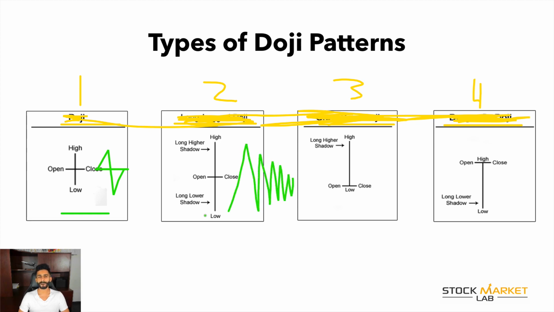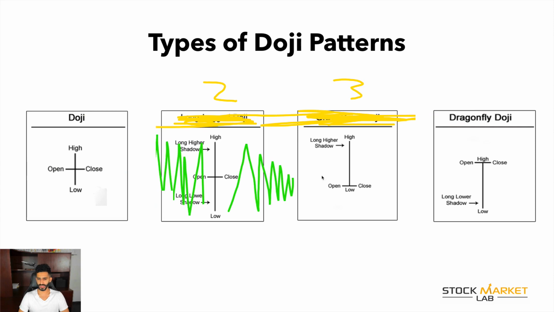The price moved much more compared to number 1. That's the only difference between 1 and 2. In 1, price didn't really fluctuate much. In 2, price fluctuated a lot. Bulls and bears fought a lot, but no one is still in control, right?